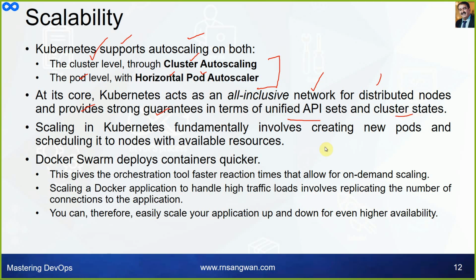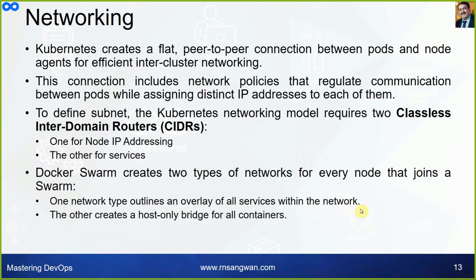Scaling in Kubernetes fundamentally involves creating new pods and scheduling them to nodes with available resources, whereas Docker Swarm deploys containers quicker. This gives the orchestration tool faster reaction times that allow for on-demand scaling. Scaling a Docker application to handle high traffic involves replicating the number of connections to the application. You can therefore easily scale your application up and down for even higher availability.